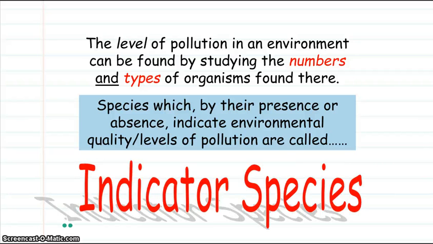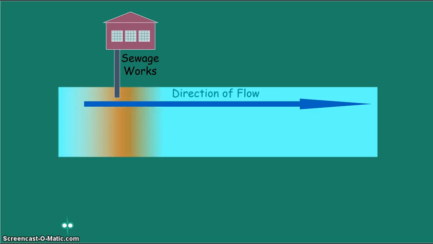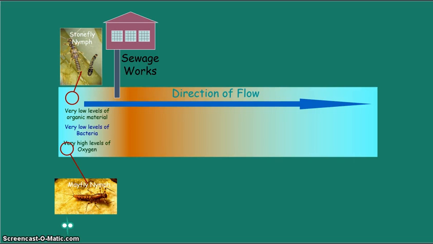Species which, by their presence or absence, indicate environmental quality or the levels of pollution are called indicator species. If in this example we examine a river that's flowing downstream, and let's say there was a sewage works emptying its effluent at that point there, upstream of where the effluent was being emptied, we would find very clean water species, such as stonefly nymphs and mayfly nymphs.